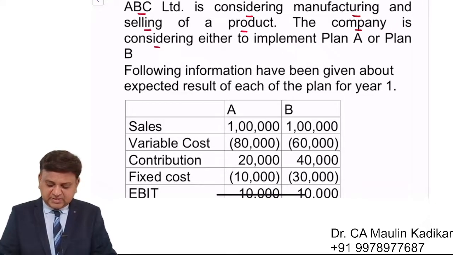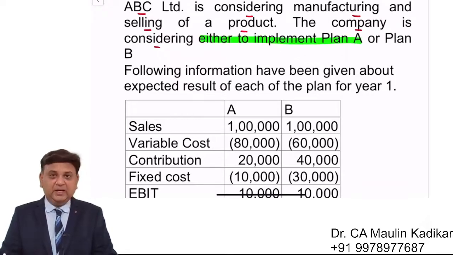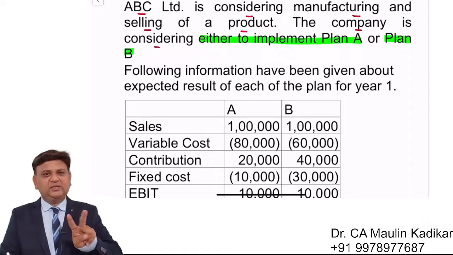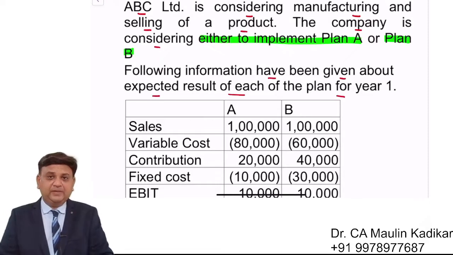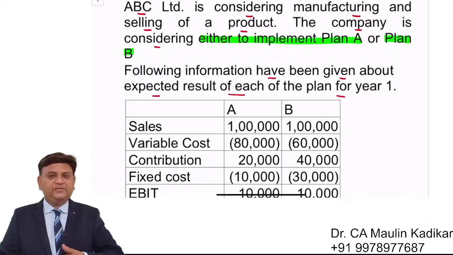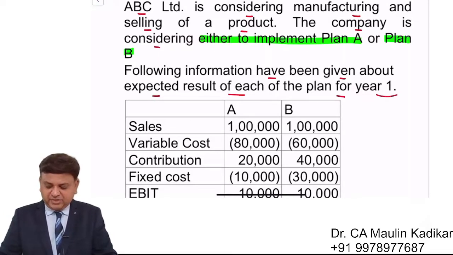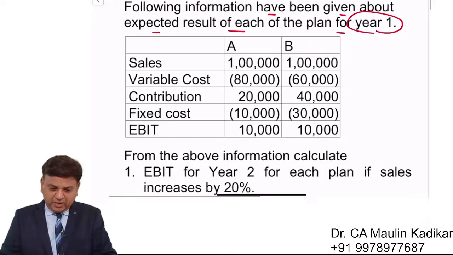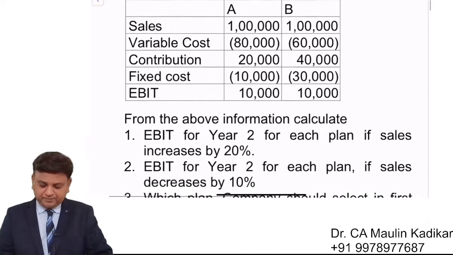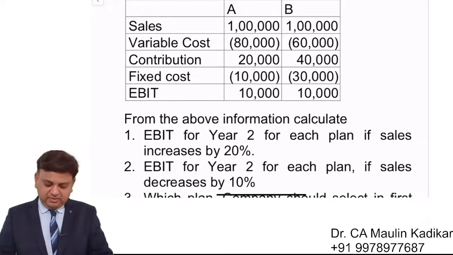The company is considering either to implement plan A or to implement plan B. So we are considering to implement one of the two plans. The following information has been given about the expected results of each of the plans for year 1. So for the very first year, information is given to us.